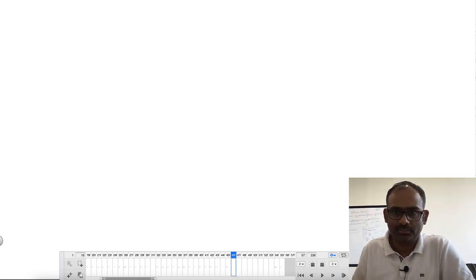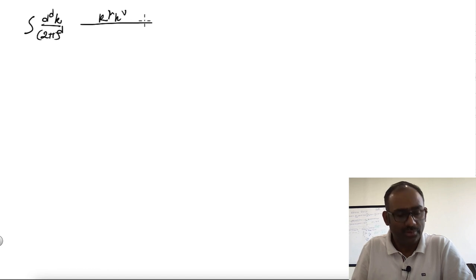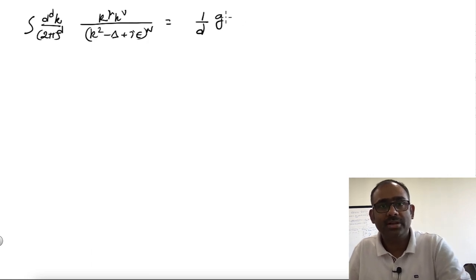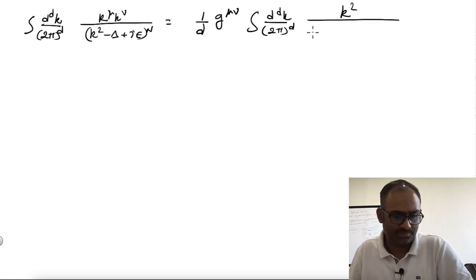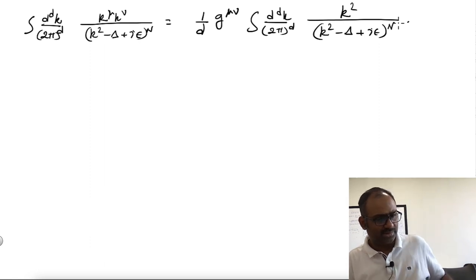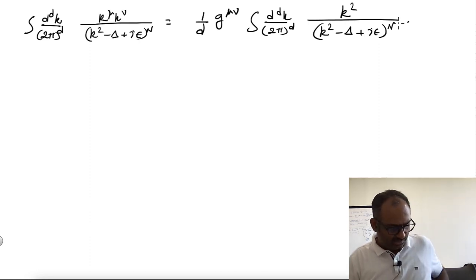So, what I have shown you is the integral d^d k over (2 pi)^d of k^mu k^nu over (k^2 minus delta plus i epsilon)^n is equal to 1 over d g^mu nu, sorry, the indices should be up because on the left hand side you have the indices up, times the integral d^d k over (2 pi)^d of k^2 over (k^2 minus delta plus i epsilon)^n. So, these are some useful integrals that you will encounter when you are doing loop integrals. I will stop here.